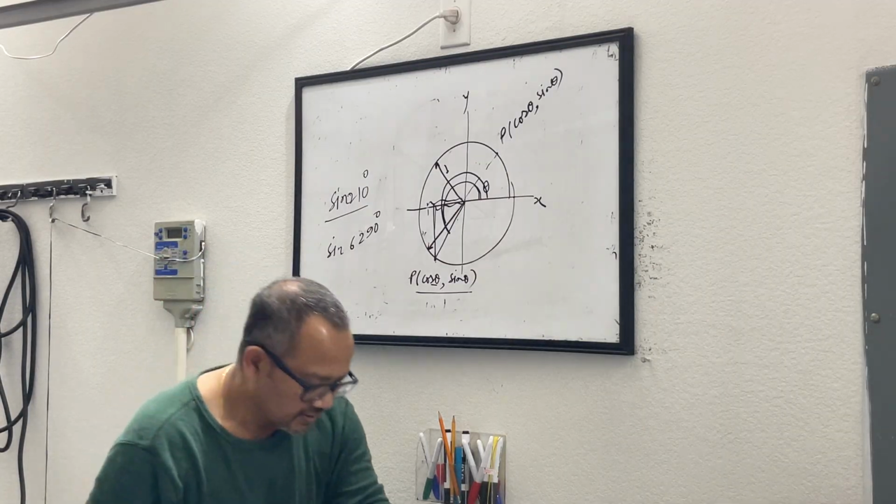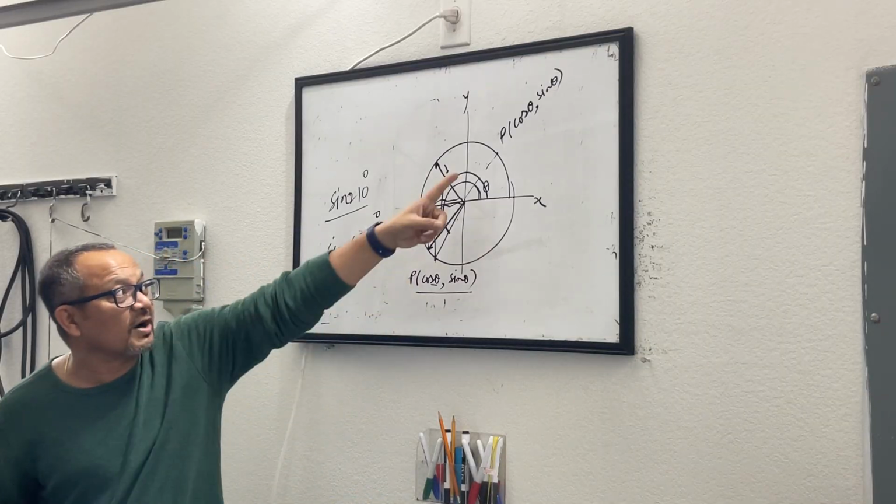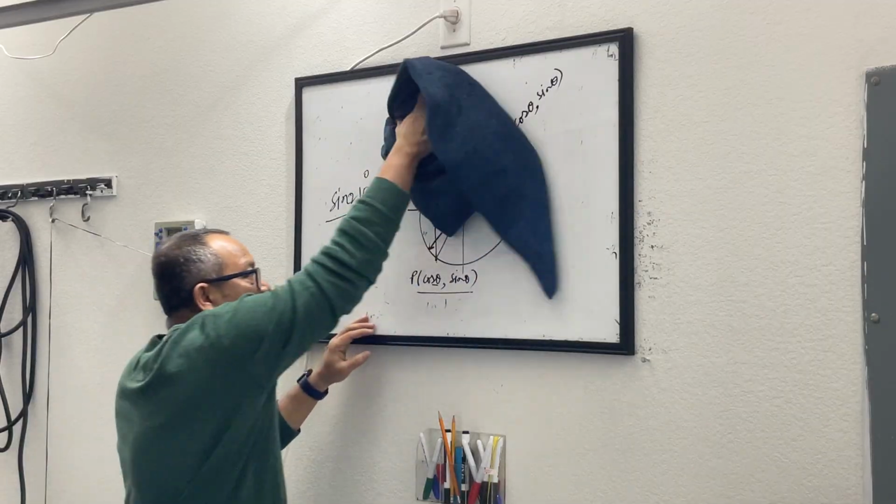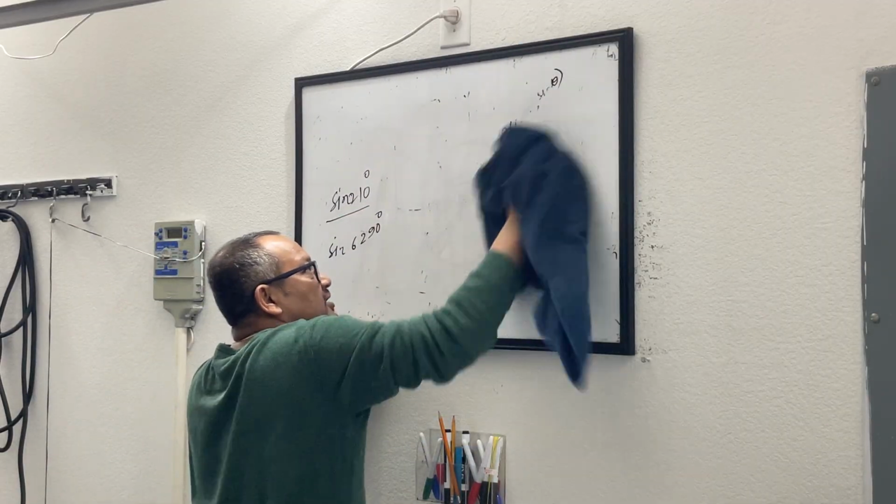Okay. So now first let's try to understand why it says x and y coordinates are cos theta and sin theta. Let's double click on this.